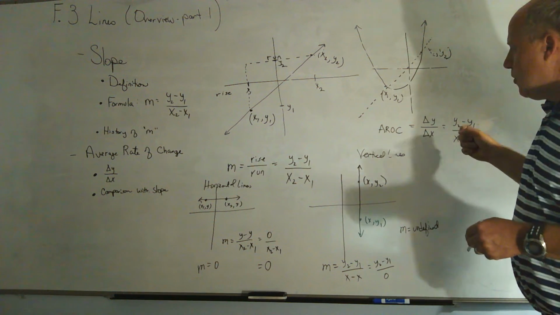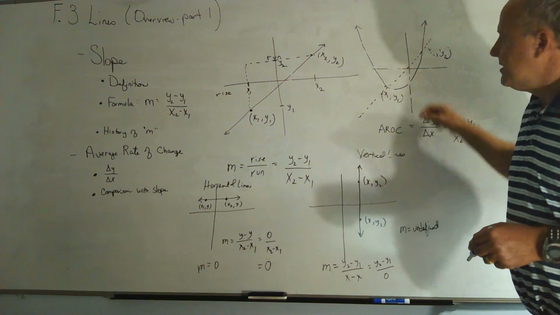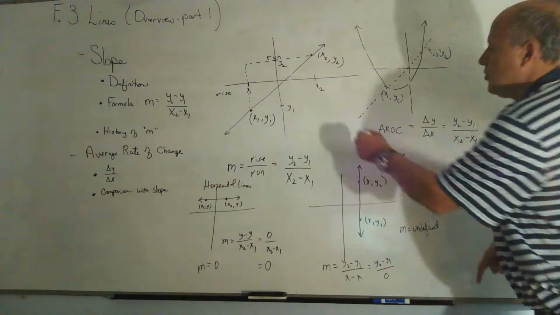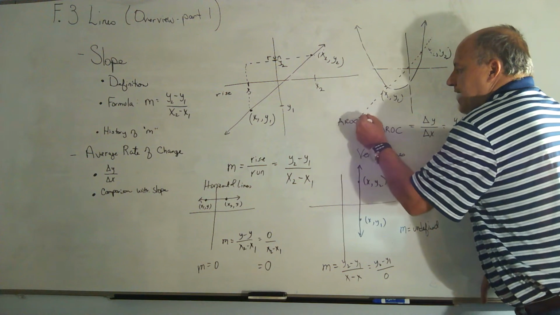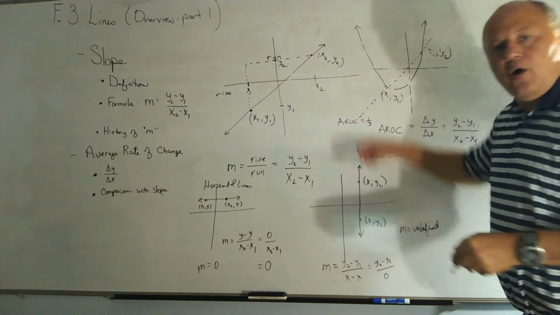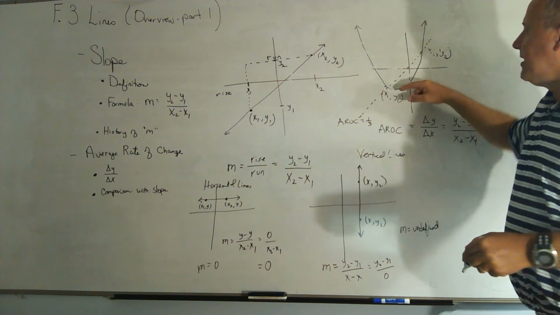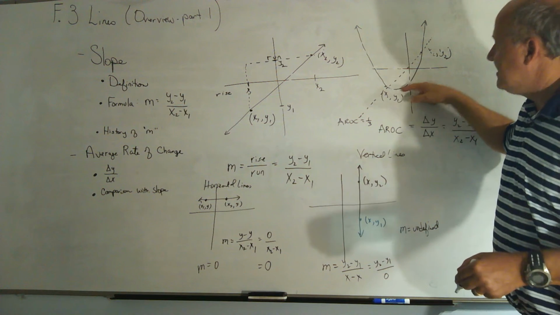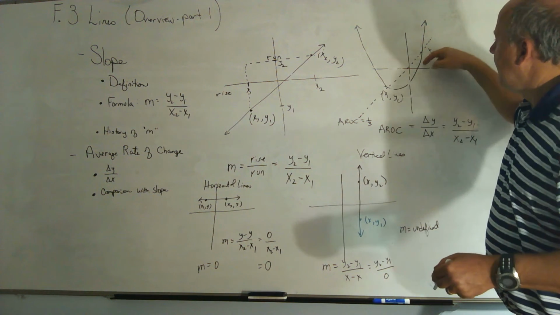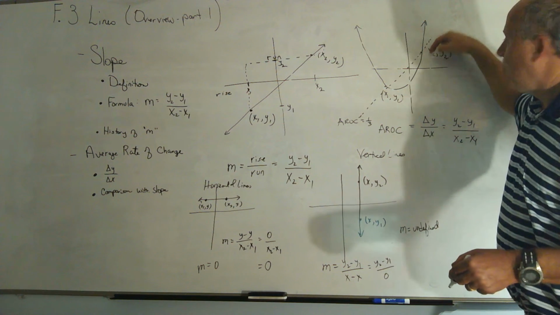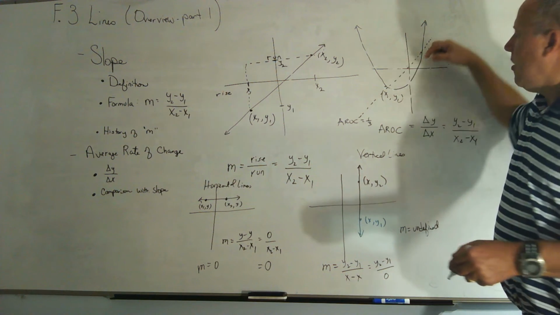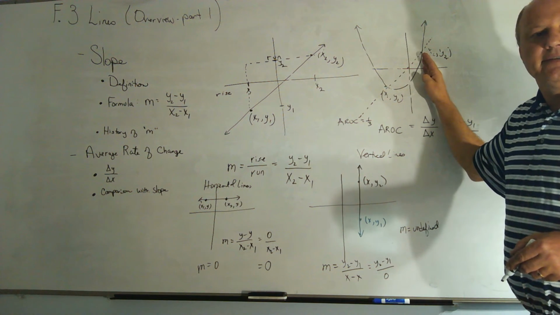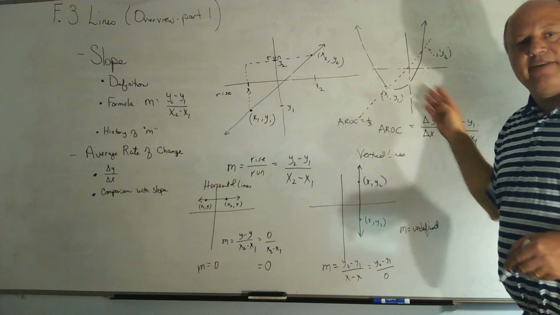That doesn't mean, though, that the average rate of change is the same all the way along this graph. If AROC was 1/3, that doesn't mean it's 1/3 all the way. That means on the average, it averaged out. Part of it might be at 2/3. Part of it might be at 1/6. Part of it might be at 2/3, or 4/3, or even more. But on the average, from this point to this point, it rose 1 foot every 3 feet. So that's the average rate of change.